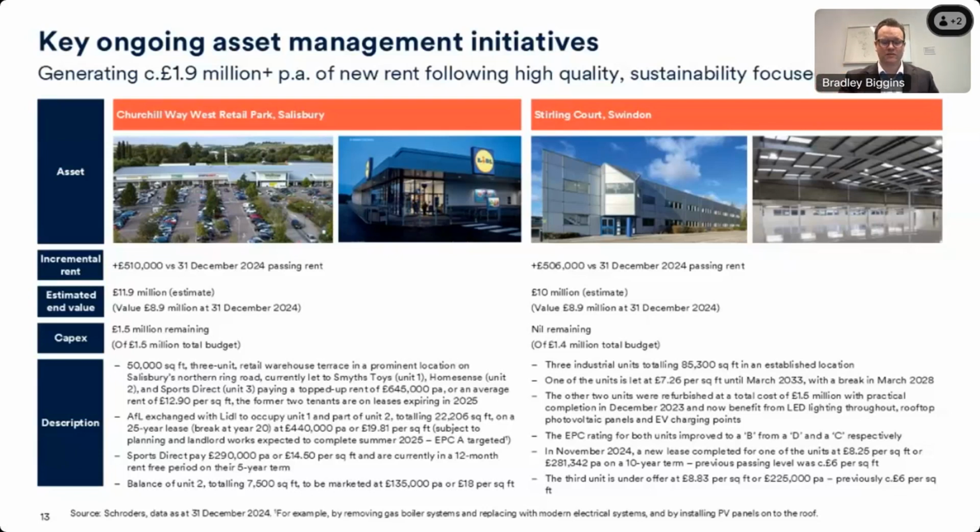On the right hand side is one of our multi-let industrial estates. This is Stirling Court in Swindon. We undertook an extensive refurbishment of 2 units there, moving the EPCs on from a C and a D to a B for both of them. We'd let one already at a 32% increase to the previous passing rent, and the second is under offer at a 41% increase to the previous passing rent. And the income yield on cost there is around 10%, so again, very attractive. And by the way, the income return on cost, of course, ignores the potential of capital growth as well.